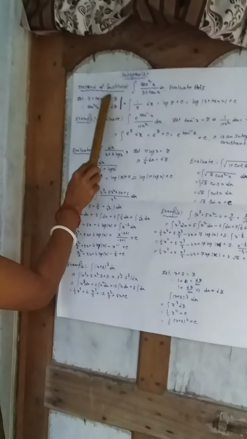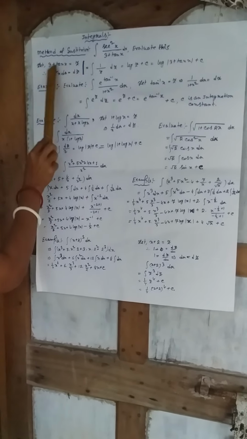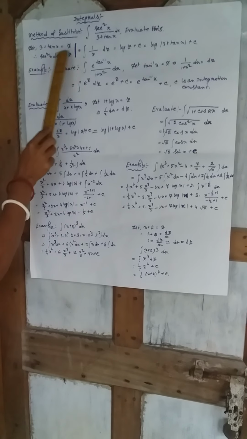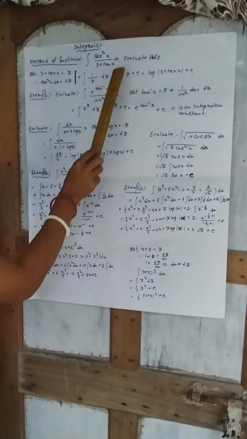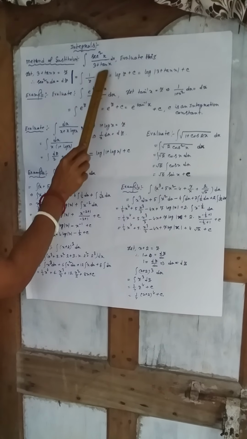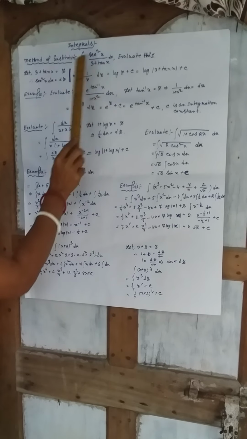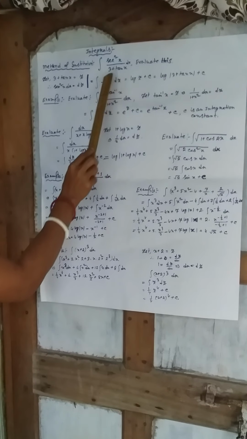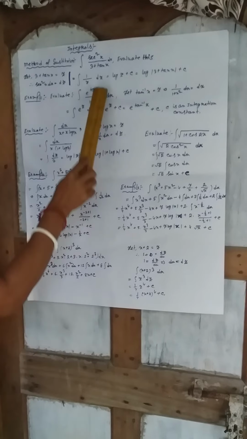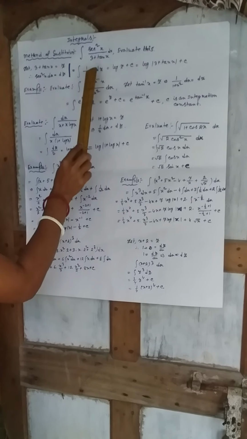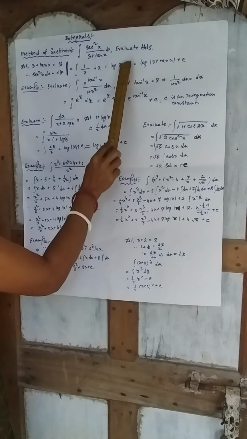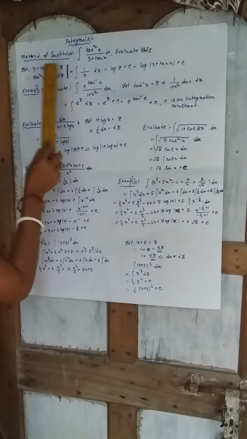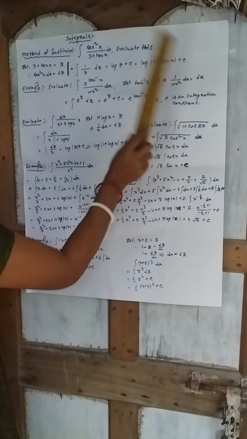Therefore, sec square x dx equal to dz, that is, differentiating both sides with respect to x, we get this result. Now in place of sec square x dx we put dz, and in place of 3 plus tan x we put z, that is integral of 1 by z dz, that is equal to log z, because integration of 1 by z equals log z plus c, and putting the value of z, that is 3 plus tan x, it is log of 3 plus tan x plus c.